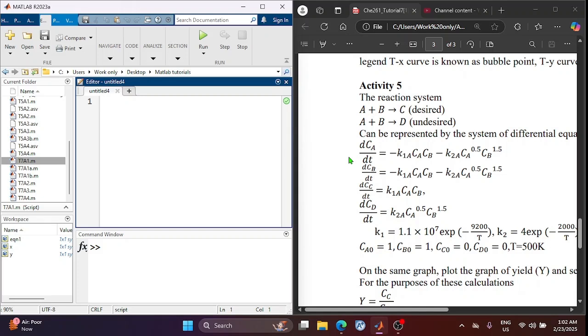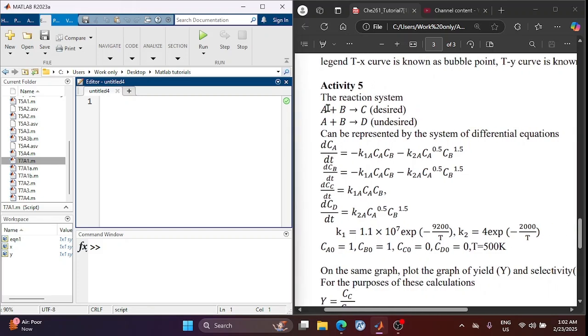Okay, for the next question, we have a reaction system. We have A plus B forming C and A plus B forming D. C is the desired product, D is the undesired product. So these reactions are in parallel, and so we can represent them by the system of differential equations.